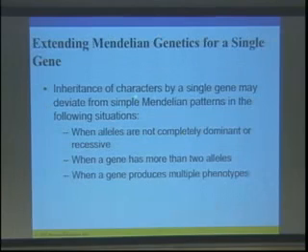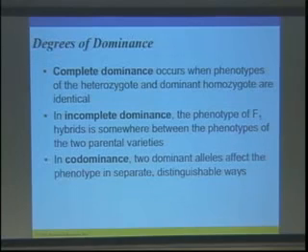For example, inheritance of characters by a single gene may deviate from the simple Mendelian patterns when the alleles are not completely dominant or recessive. We've given you simple examples of where something is strictly dominant or strictly recessive. It may also deviate when a gene has more than two alleles, or when a gene produces multiple phenotypes. One is the degrees of dominance: complete dominance, incomplete dominance, and co-dominance. Complete dominance is what we've given you examples of so far, pretty black and white. Incomplete dominance is when the phenotype of the F1 hybrids is somewhere between the phenotypes of the two parental varieties. Co-dominance is when there are two alleles, but they're both dominant, and they both affect the phenotype in separate and distinguishable ways.